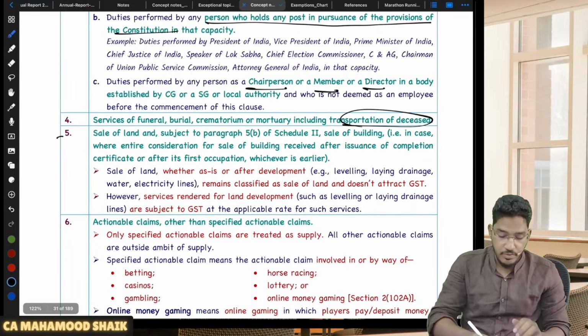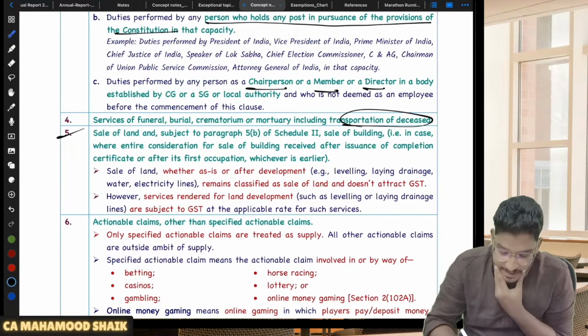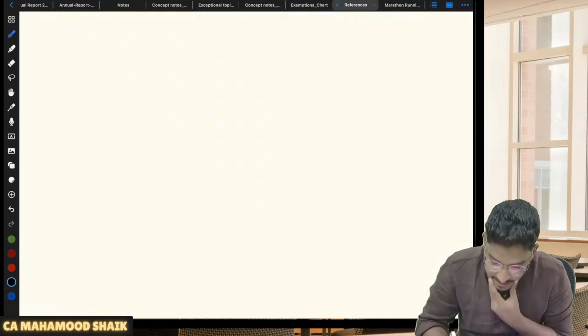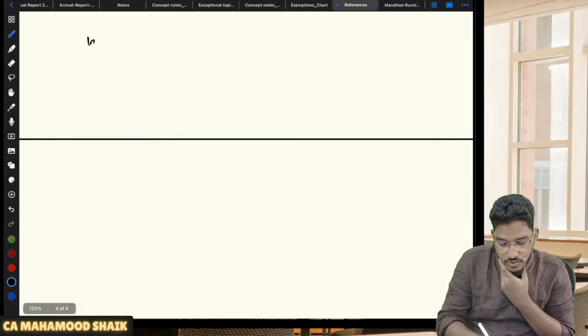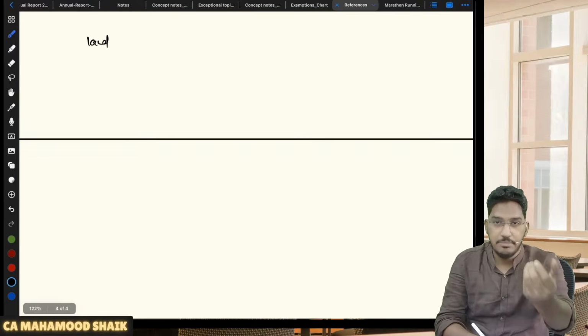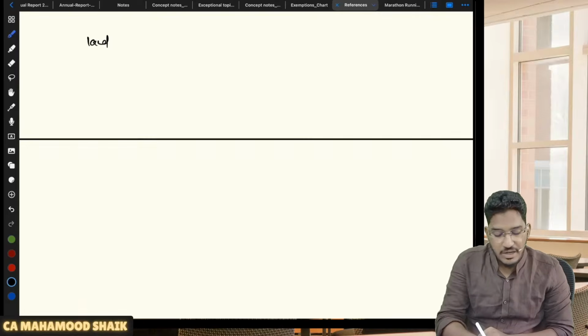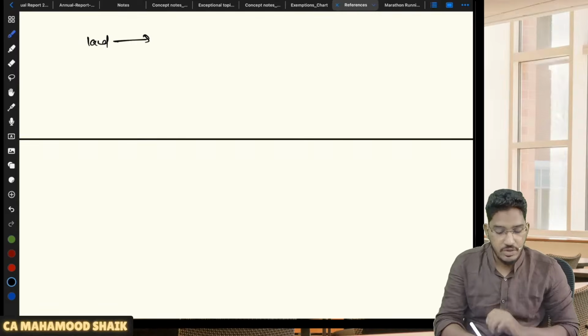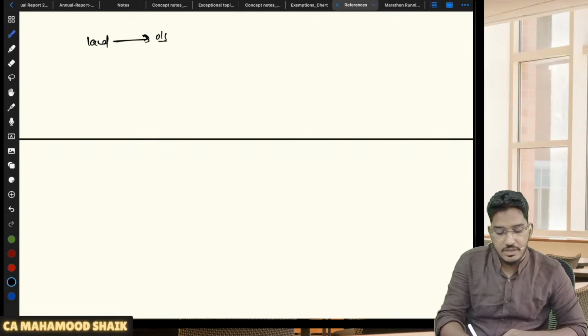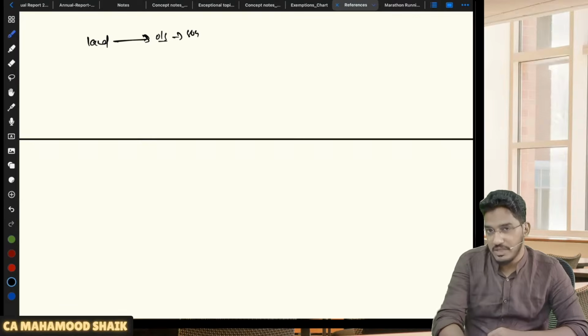This point I will explain. Fifth point, sale of land and sale of building. Listen carefully. Sale of land. When it comes to sale of land, no confusion. When the land is getting sold, either vacant land or developed land also will get included here. So sale of land, no strings attached here. If the land is getting sold, either developed land or vacant land, whatever it is, sale of land is outside of the GST purview. Neither supply of goods, nor supply of services.